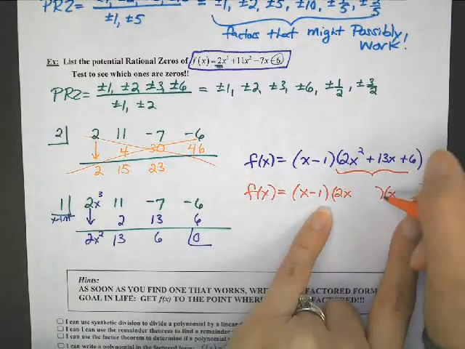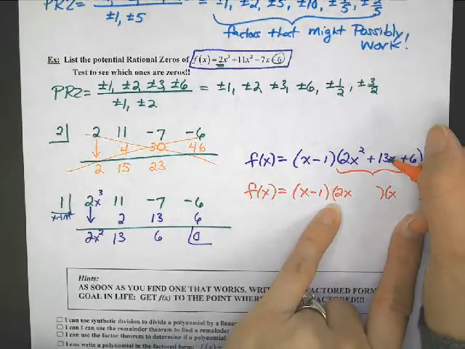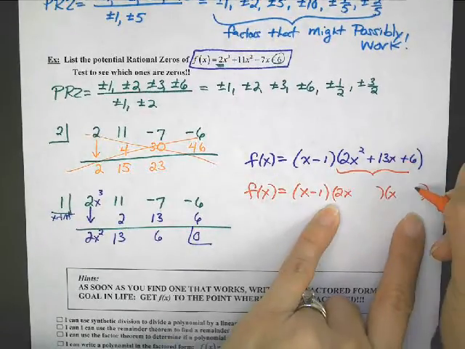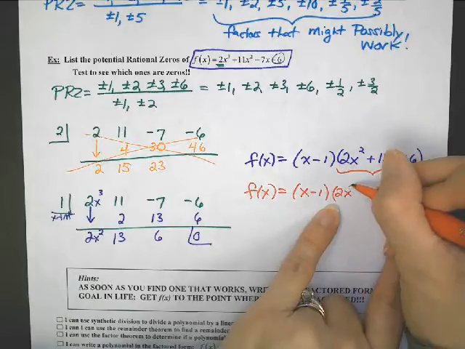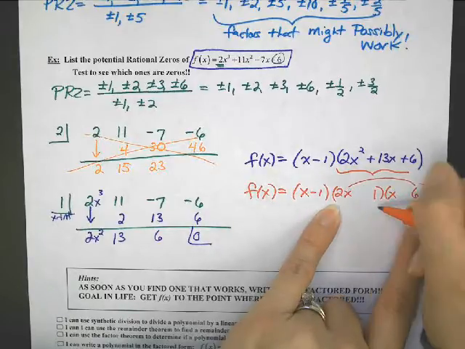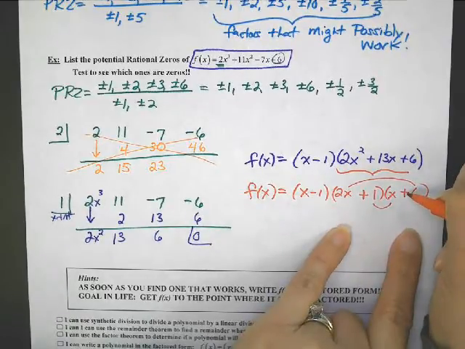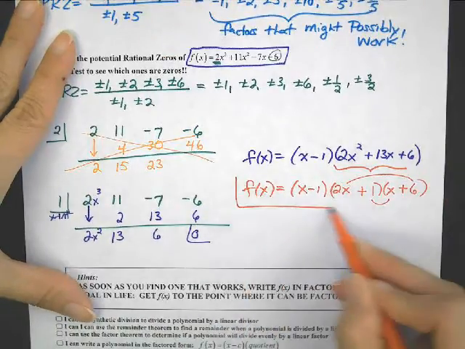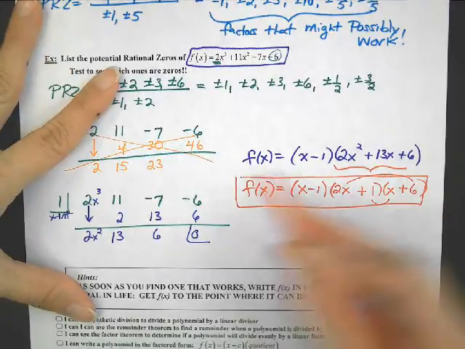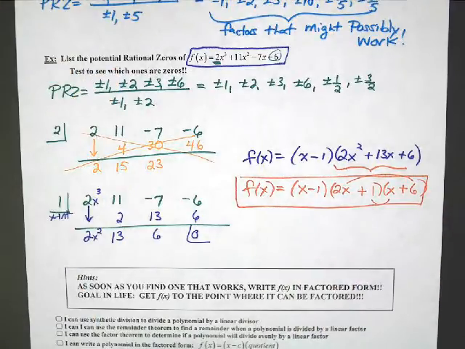Let's see, 6 and 1 or 2 and 3. I got to make a 13. What if I put a 6 times 1? The outers are 12x. The inners are 1x. Perfect. Plus, plus. Okay, now I have f of x in perfectly factored form all the way to the end.